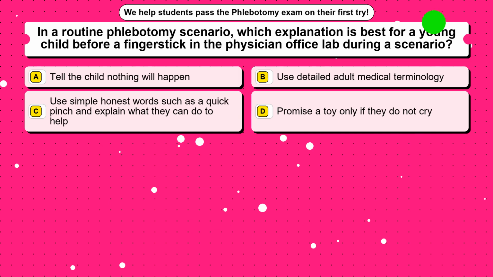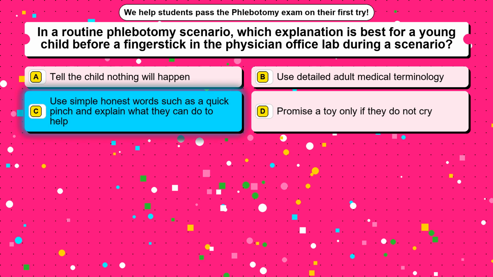Question 86. In a routine phlebotomy scenario, which explanation is best for a young child before a finger stick in the physician office lab during a scenario? Option A. Tell the child nothing will happen. Option B. Use detailed adult medical terminology. Option C. Use simple honest words such as a quick pinch and explain what they can do to help. Option D. Promise a toy only if they do not cry.